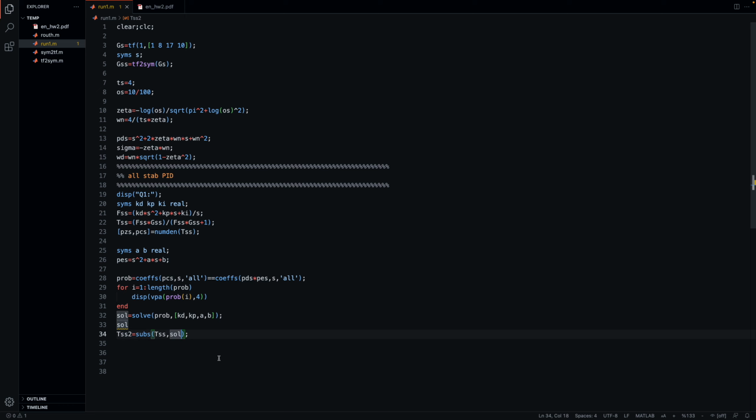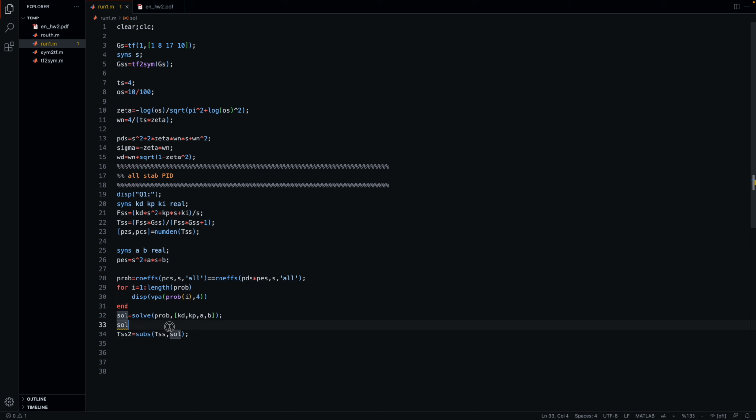We don't really have to indicate which parameter should be substituted with which value if we provide a struct to it. The solve method creates the struct, and we can just give it to the subs function, and it would look up all the possible field names with their values, and if that's substitutable into TSS, it will just carry out that operation.